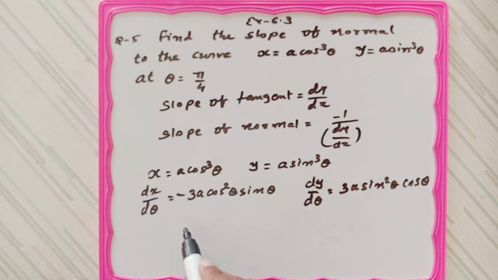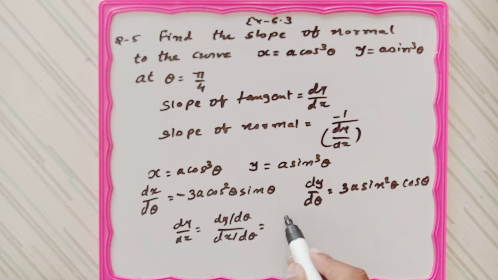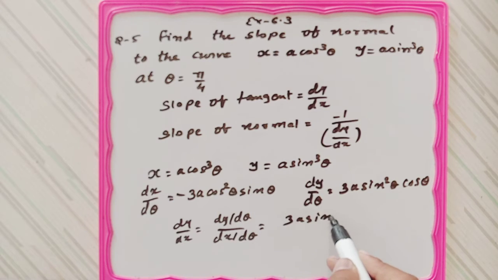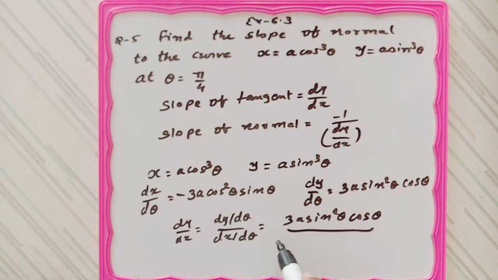And so dy by dx equals dy by d theta upon dx by d theta. So it is 3a sin square theta cos theta upon minus 3a sin theta cos square theta.